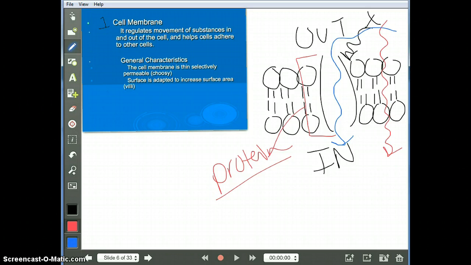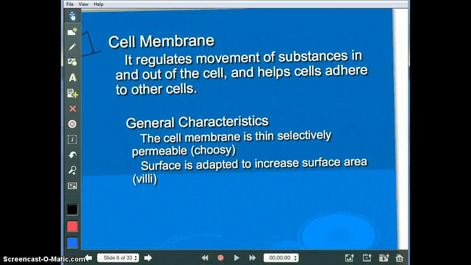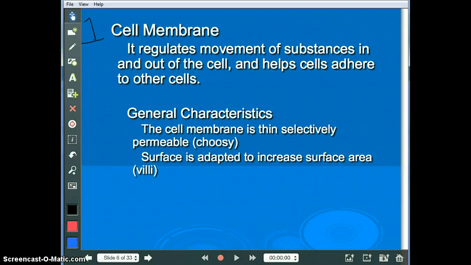Okay, that protein is going to help allow certain things to go in, so it's going to have a particular fit. So we say that is a technique or a particular function. We call that selectively permeable. Selectively permeable just means that it's choosy. It selects certain things to transfer into and out of the cell.